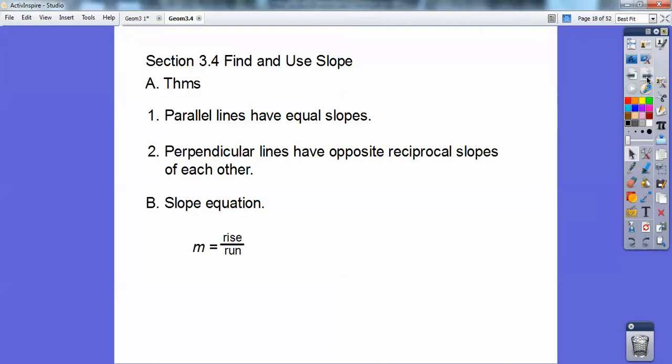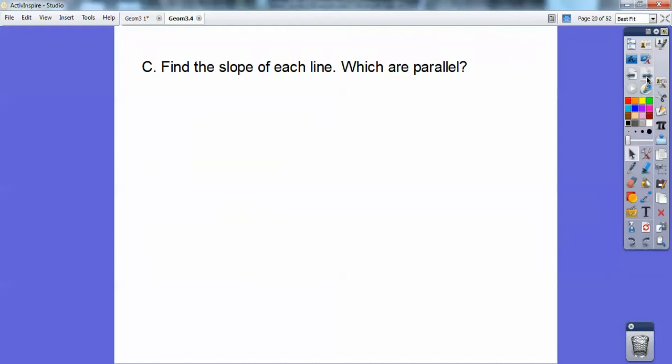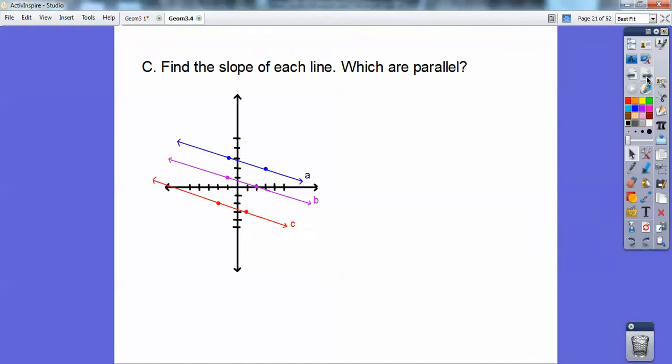Slope equation: if they give you a picture, you can do rise over run. Otherwise, if you know some ordered pairs, you can do y sub 2 minus y sub 1 over x sub 2 minus x sub 1. So find the slope of each line and which are parallel.